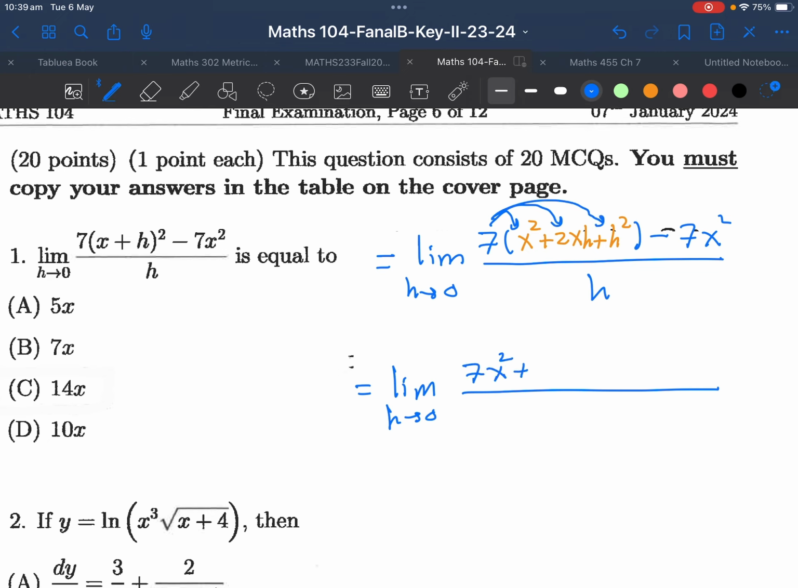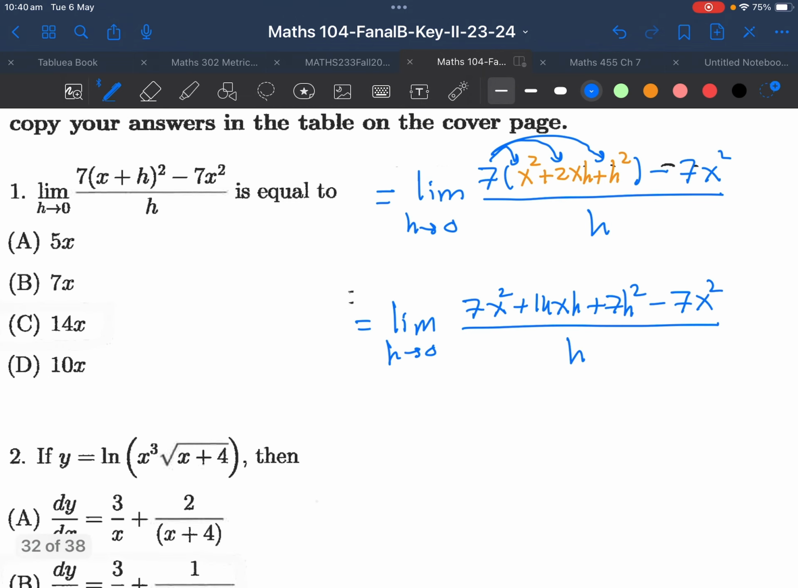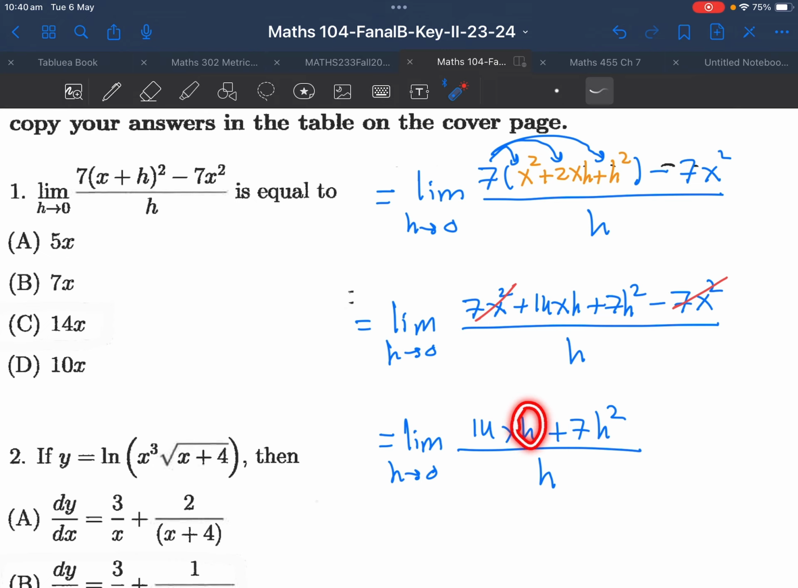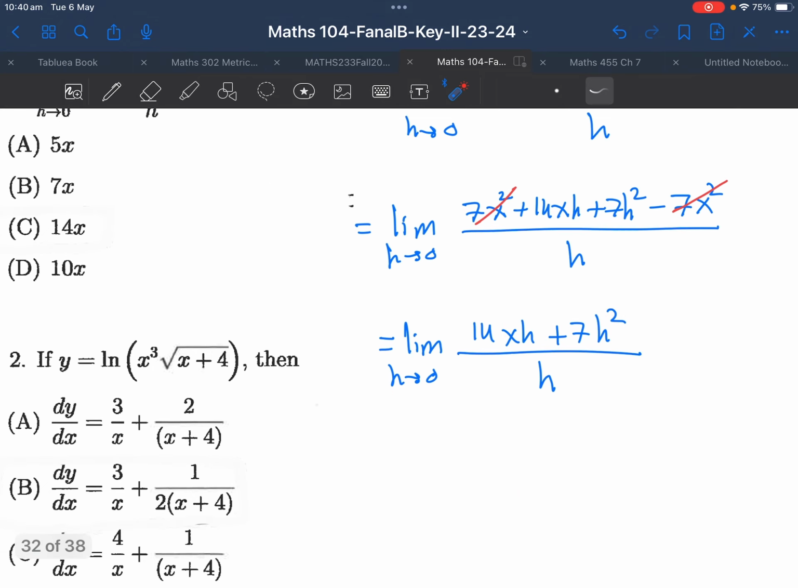So we get 7x squared plus 14xh plus 7h squared minus 7x squared divided by h. And now we just need to cancel 7x squared with 7x squared. So we get 14xh plus 7h squared divided by h. You can see that we have an h here and h squared here, so we can take it as common factor.